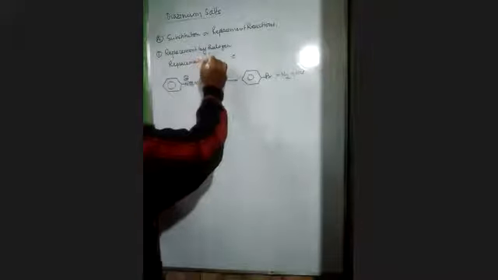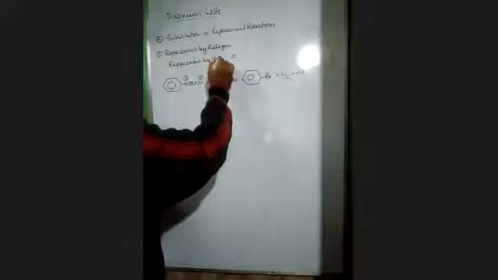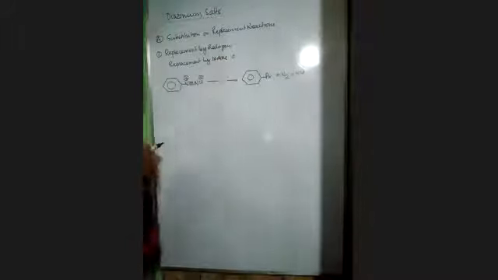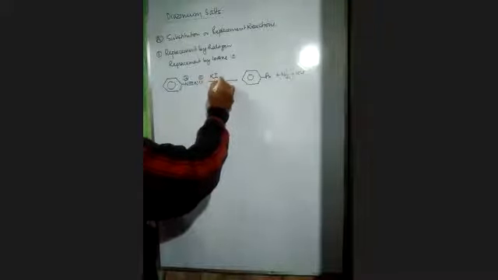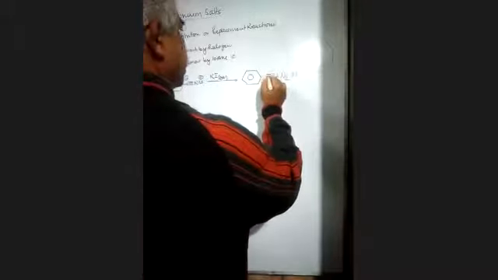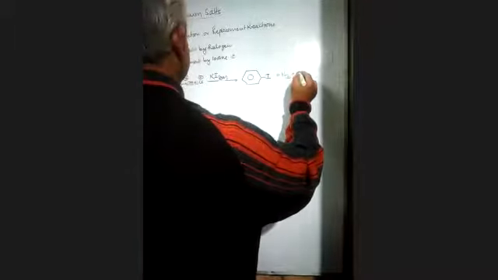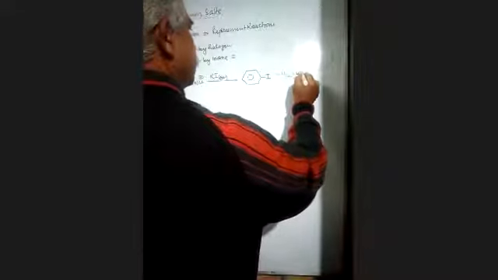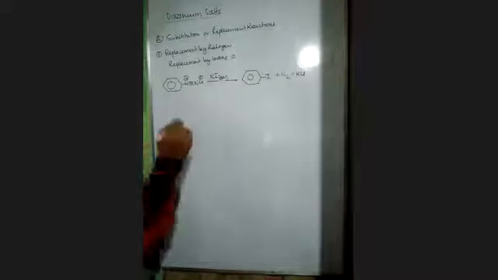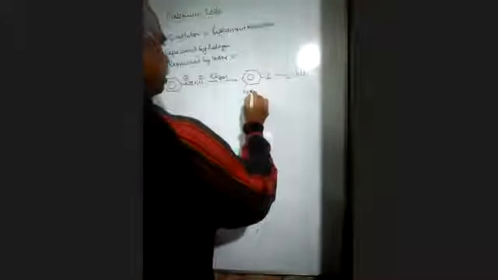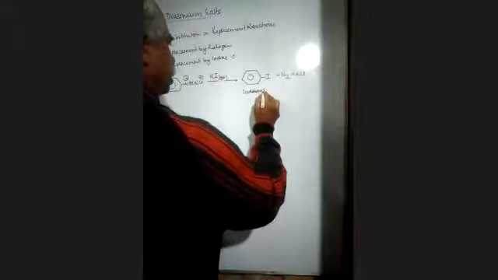Now, replacement by iodine. So this is being treated with potassium iodide aqueous solution. Potassium iodide is a very strong nucleophile. So in that case, we will get here iodobenzene and potassium chloride. This reaction does not have any name.